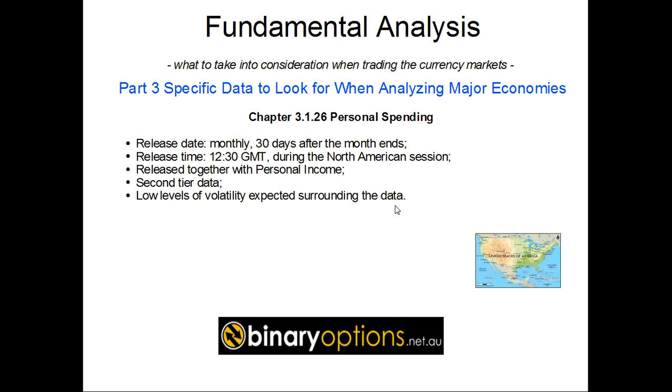Basically they are being released at the same time, 30 days after the month ends, 12:30 GMT, during the North American trading session. Second tier data, both of them, low levels of volatility are expected surrounding the data. If you have volatility, then either the miss is from the forecast, or the actual differs way more than the forecast, or something else is happening in the market and you are not aware of that.